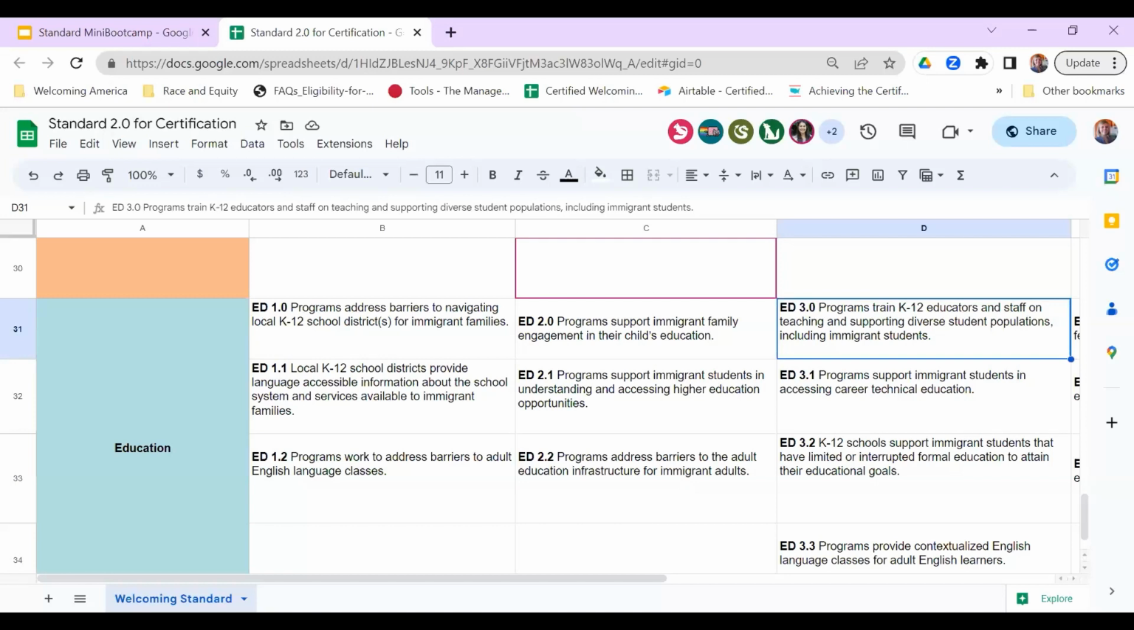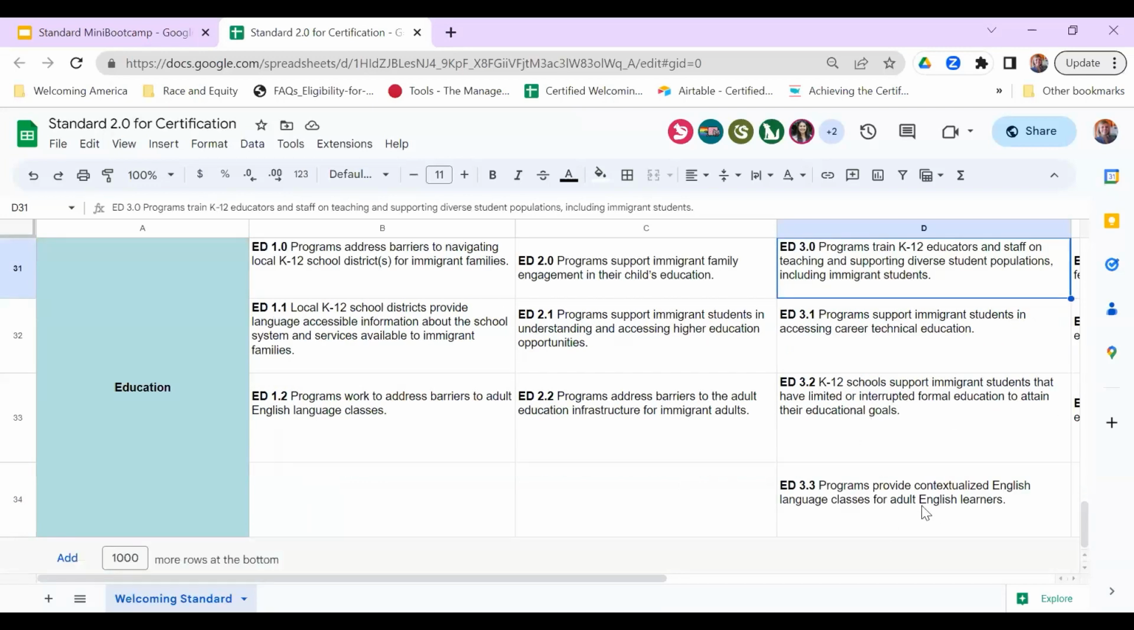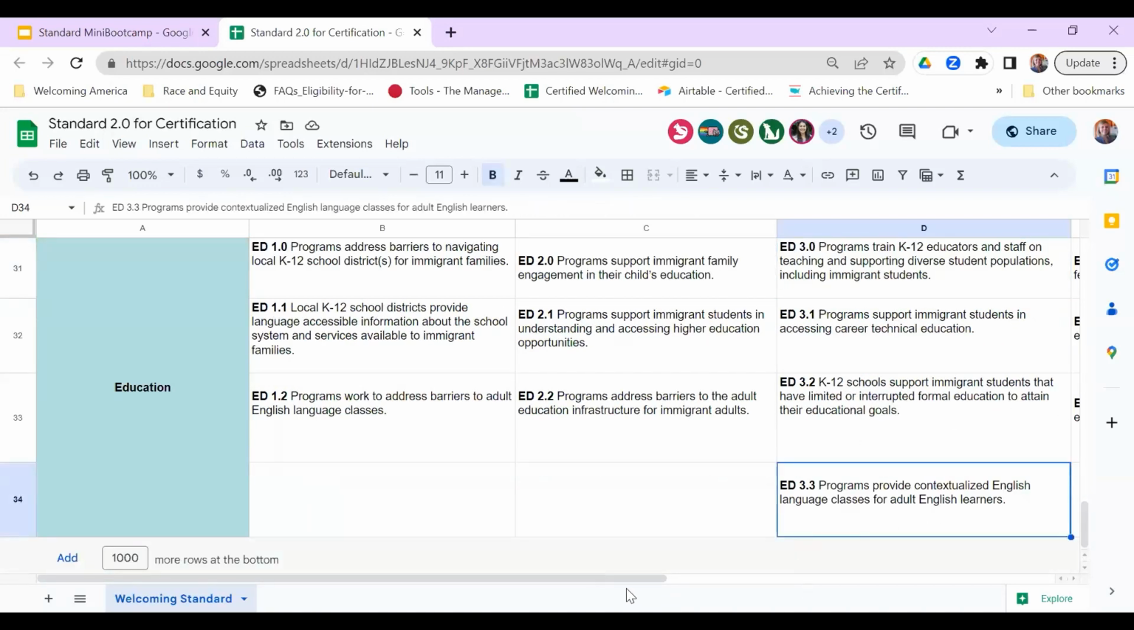And then last on here for the 3-star is providing contextualized English classes for adult English learners. So, a lot of early literacy English classes might be really focused on basic vocabulary. But thinking about now that application within context. And so maybe it is more career focused. And so having those contextualized English classes being available as well.